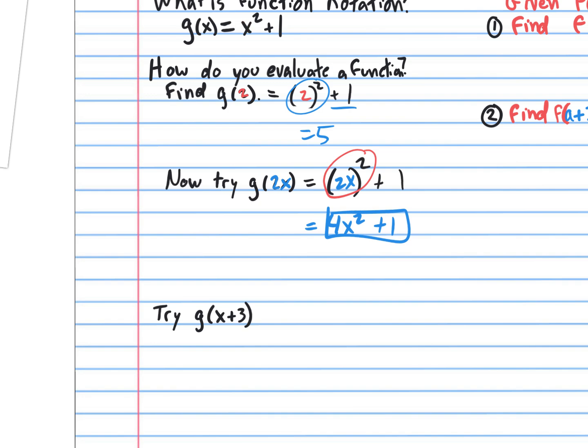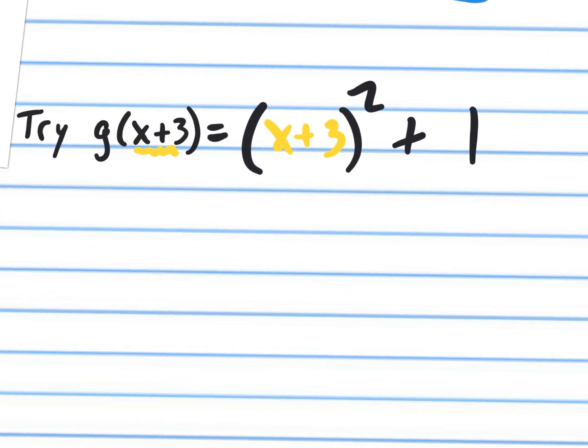g of x is really x squared plus 1. And again, start with parentheses. x squared plus 1. So we're going to plug in this binomial this time, x plus 3. It does get a little more challenging, but it's all just algebra 1 stuff. When you plug in the x plus 3, obviously you're going to do exponents first and then add 1 at the very end. So we're going to do x plus 3 times x plus 3 and then plus 1 at the very end.